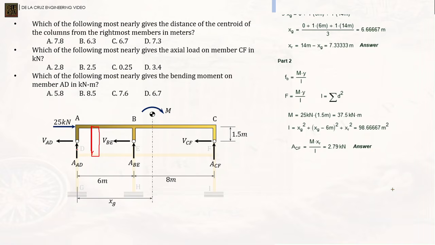Basically, pag binuo natin tong member na to, walang force na nag-a-act dyan. May shear force, pero walang external force. So, yung moment dyan, moment ng ating DE is constant, meaning, we can solve the moment about at A or moment at D. I hope that is clear. So, yung moment na to is equivalent to this shear force VAD times the moment arm distance, which is 1.5 meters.